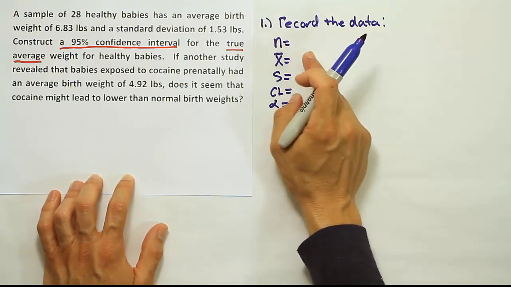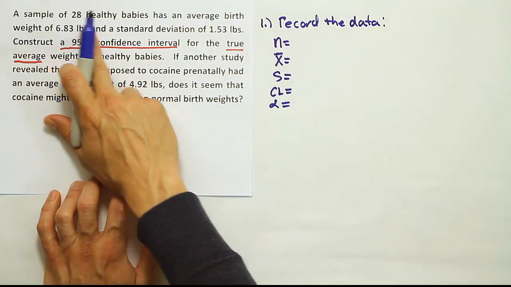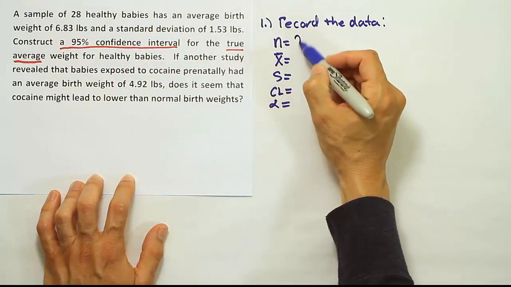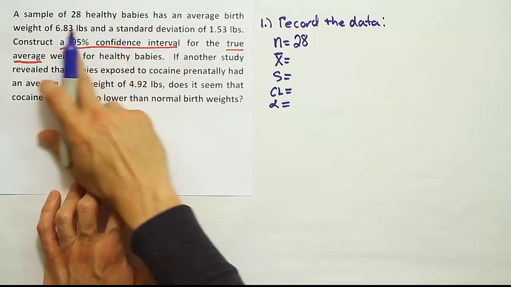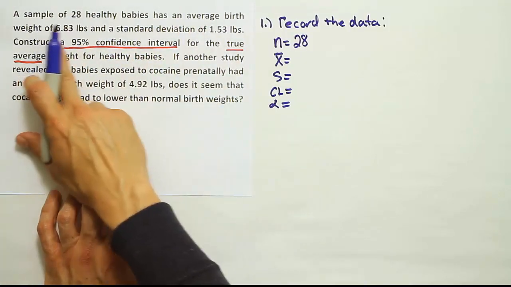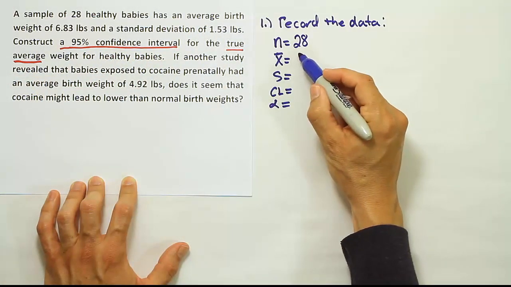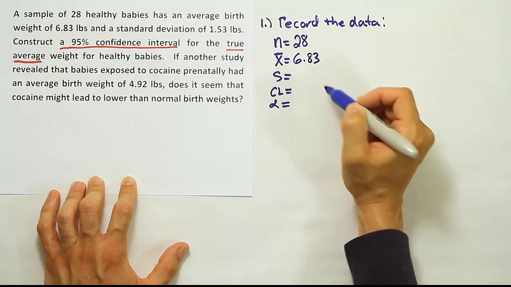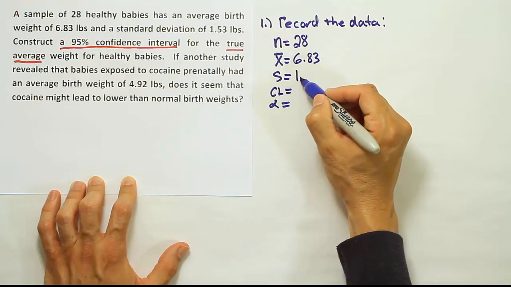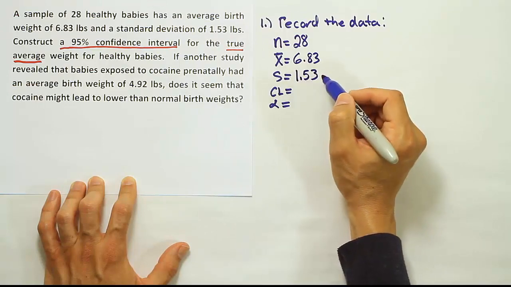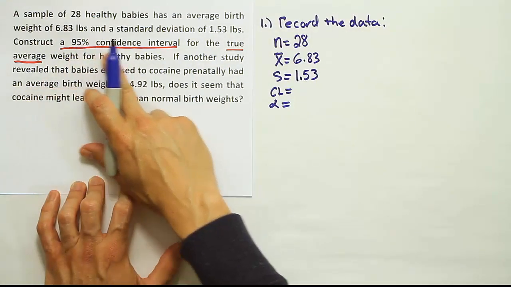What's the n for this problem? So it says a sample of 28 healthy babies. So n is going to be 28 for us in this problem. Then it says has an average birth weight of 6.83 pounds. So the average is 6.83 pounds. And a standard deviation of 1.53. That's 1.53 pounds.